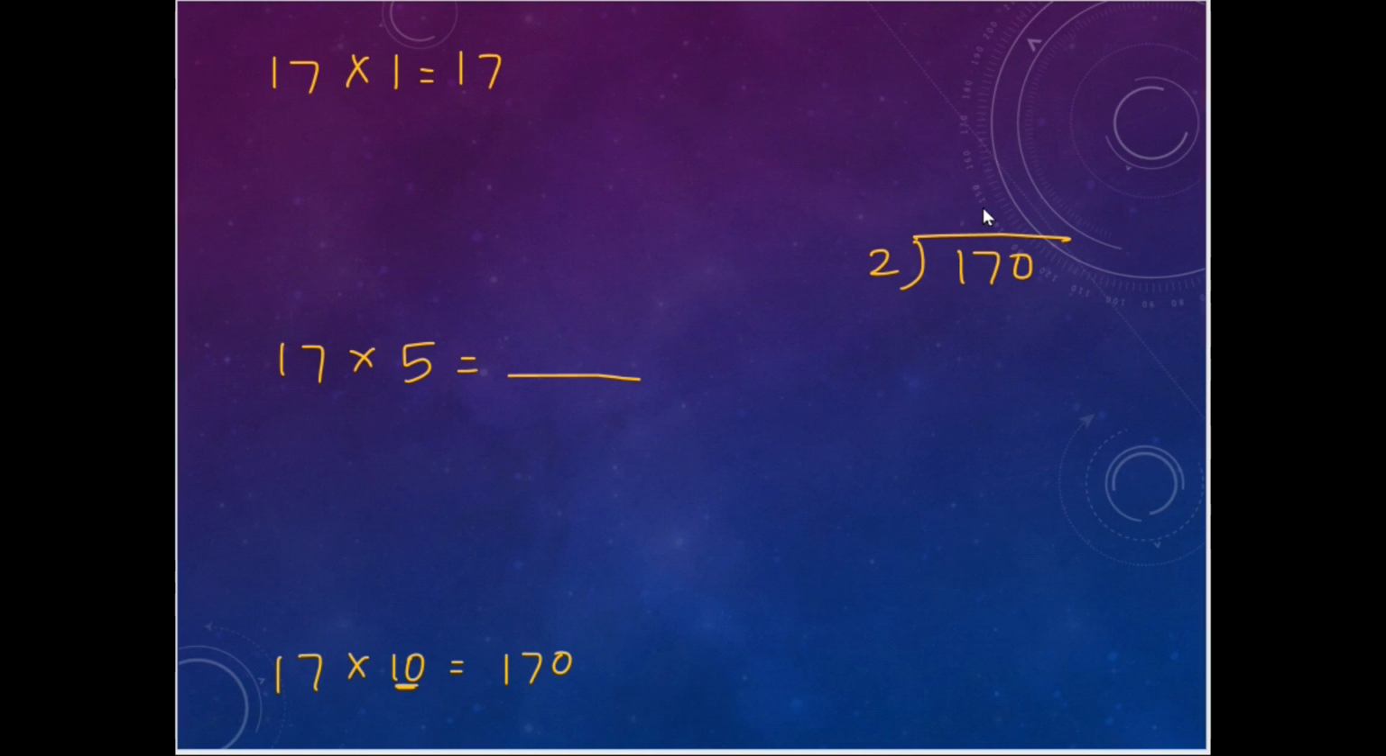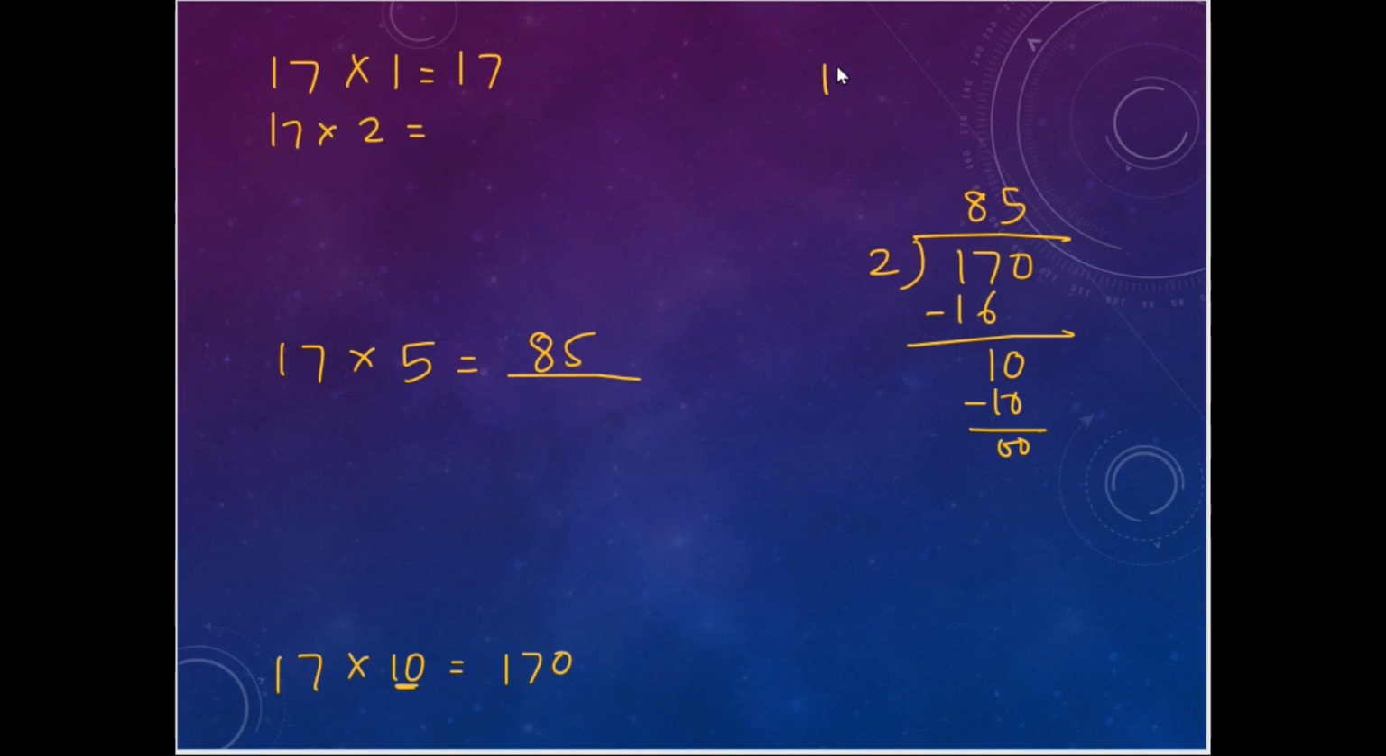So 17 times 1, we all know. 17 times 5, 17 times 10, we all know, 170. Now again, if you don't know 17 times 5, you know 17 times 10. So just find the half of it. That will give you 17 times 5. How to find half? Divide by 2. 2 8s are 16. 17 minus 16, 1. 0 drop down. 2 5s are 10. So half of 170 is 85. So we'll put 85 here.